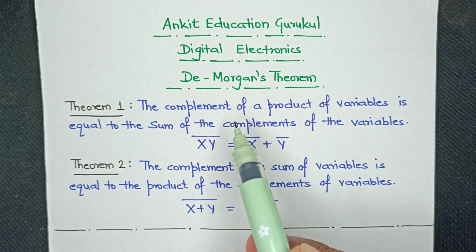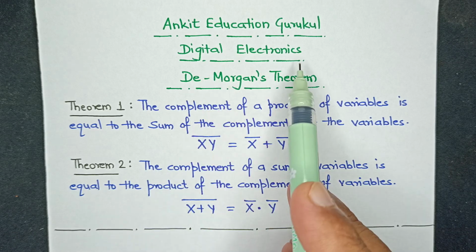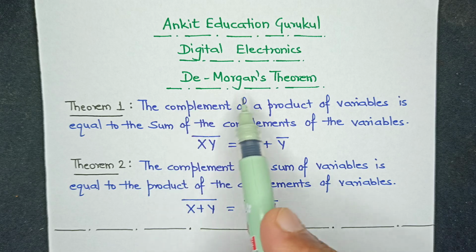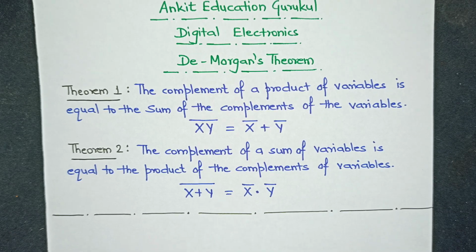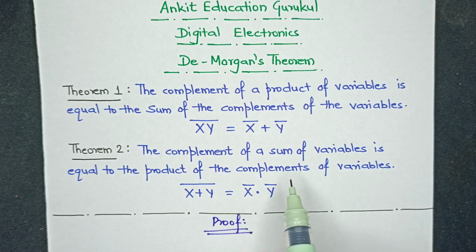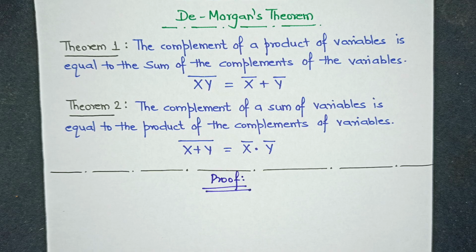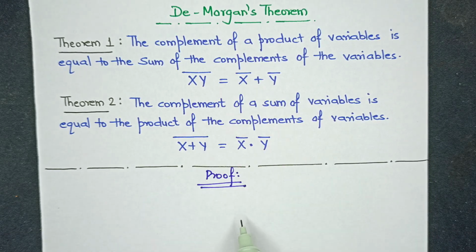Hey everyone, welcome to our YouTube video, and in this video we are going to discuss a very important rule of digital electronics, that is De Morgan's theorem. Now De Morgan's theorem basically comprises these two theorems, the proof of which we are going to see in this video. So we are going to discuss De Morgan's theorem for Boolean algebra and digital electronics, and both these theorems will be proved in this video.